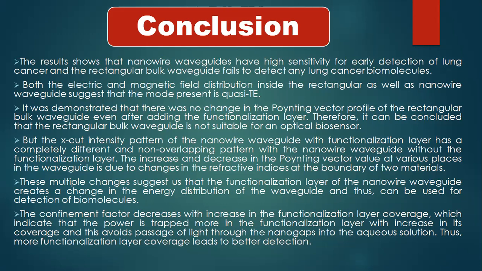The X-cut intensity pattern of the nanowire waveguide with functionalization layer has a completely different and non-overlapping pattern compared with the nanowire waveguide without the functionalization layer. The increase and decrease in the Poynting vector value at various places in the waveguide is due to changes in the refractive indices at the boundary of the two materials. These multiple changes suggest that the functionalization layer of the nanowire waveguide creates a change in the energy distribution of the waveguide and thus can be used for the detection of biomolecules. More functionalization layer coverage leads to better detection.